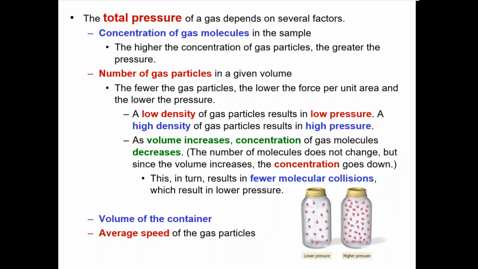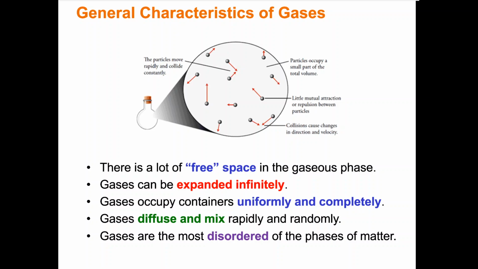Then lastly, the average speed of the gas particles, and this is mainly associated with A, the size of the gas particles, and B, the temperature. If I have lighter particles, it's a balance, because lighter particles move faster but have less mass. Heavier particles move slower, but they have more mass. So there's a balance there. But if I have higher temperature, then I have a higher speed, and therefore I have more pressure.